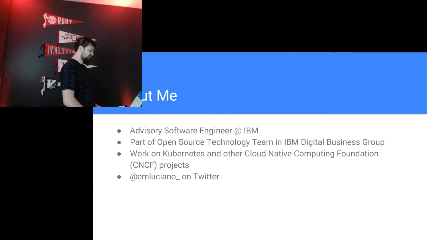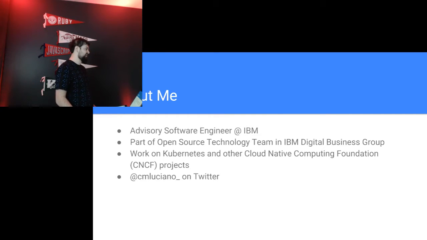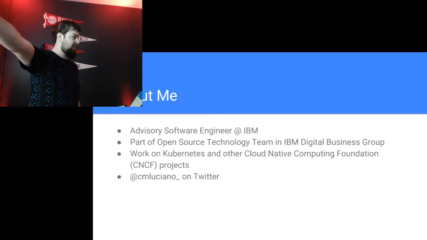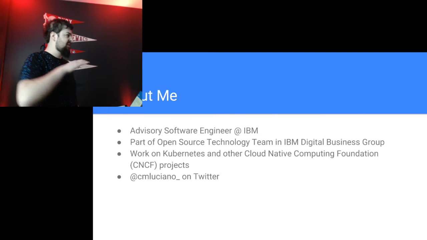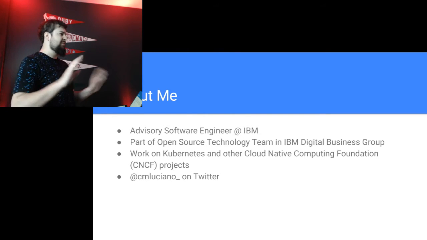So it's a little bit about me. I'm an advisory software engineer at IBM. Title really doesn't mean anything, but that's what it is. I'm part of the open source technology team, which is under the IBM Digital Business Group, which is right beside IBM Cloud. I work on Kubernetes and other CNCF projects full time. And if you're going to be tweeting at the event, make sure you do CN Luciano with the underscore. CN Luciano without the underscore is a lot more successful than I am. He founded some sort of junk removal thing like you see in Hoarders.